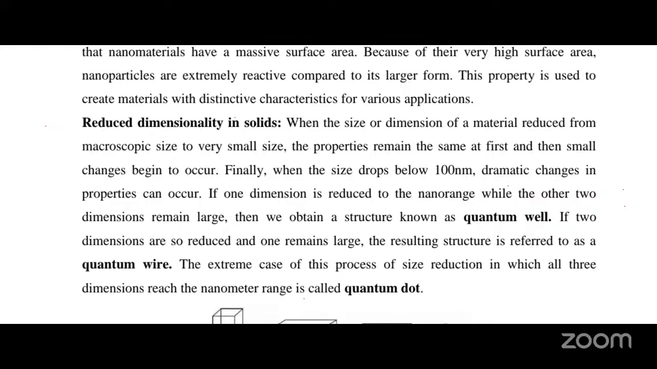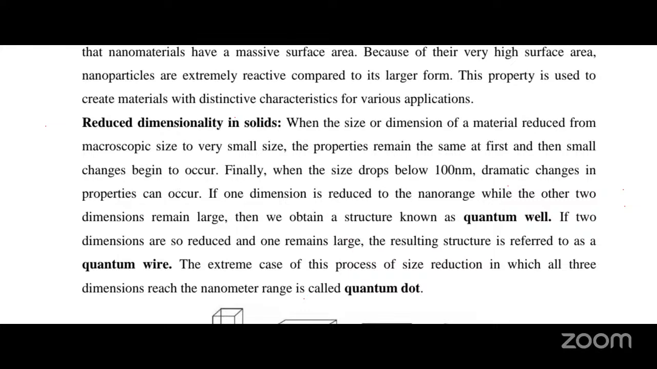So reduced dimensionality means the cubical system contains how many dimensions? Three dimensions: X dimension, Y dimension, and Z dimension. If all the three dimensions are present in nano range, that is called what? Three-dimensional nanomaterials. All the three dimensions come under nano range. We'll see.